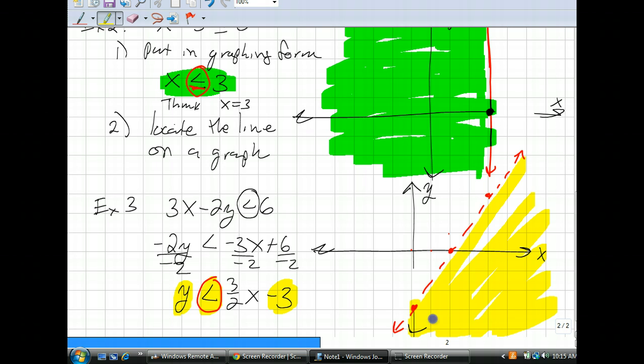And these are called half planes, because everything on this side of the line will make it true. And again, we can check that by just choosing any point. So let's say I choose this point, the point (4, 0). If I put 4 in for x and 0 in for y, I should get a true statement.